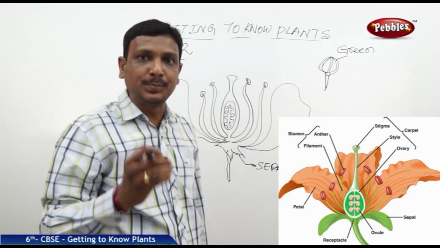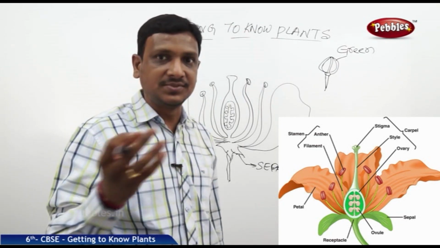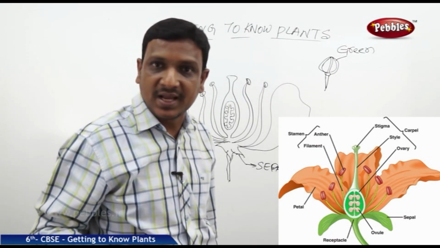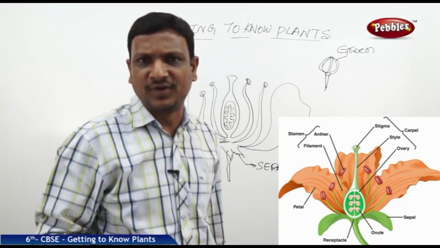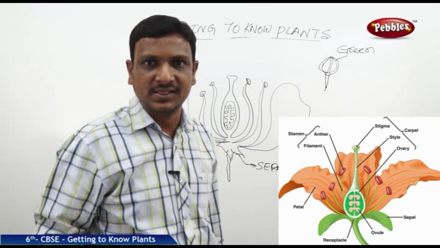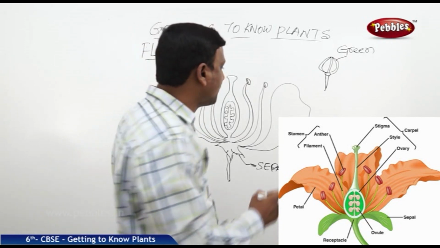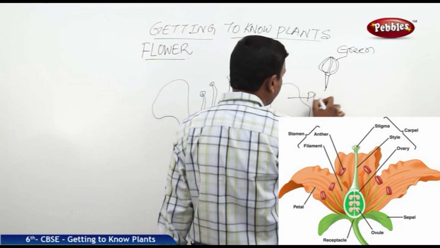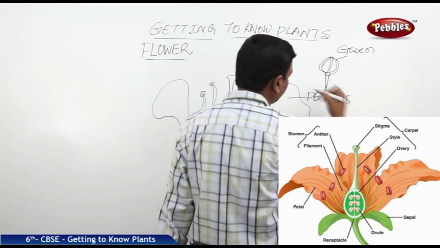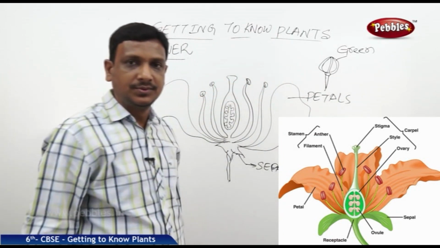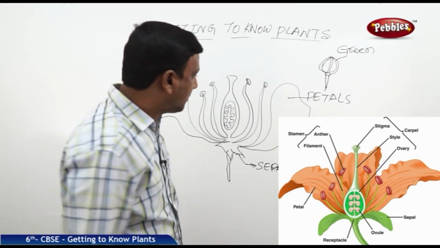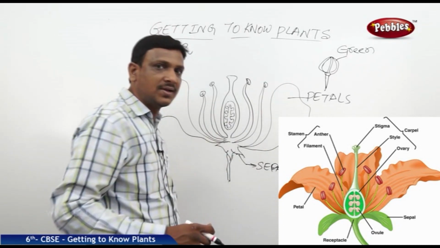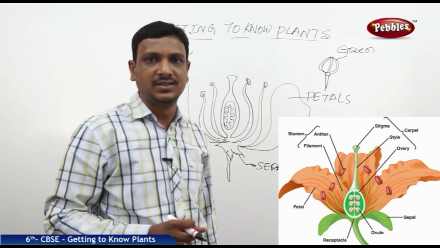So what is the colored part of a flower? Sometimes, of course, they are white in color. Sometimes they are red in color, pink in color, orange in color, and a number of colors, purple color, blue color, likewise. So those are the petals. So petals are the attractive part, petal. Right, sepals, petals. Now, inside that, there are some interesting structures.